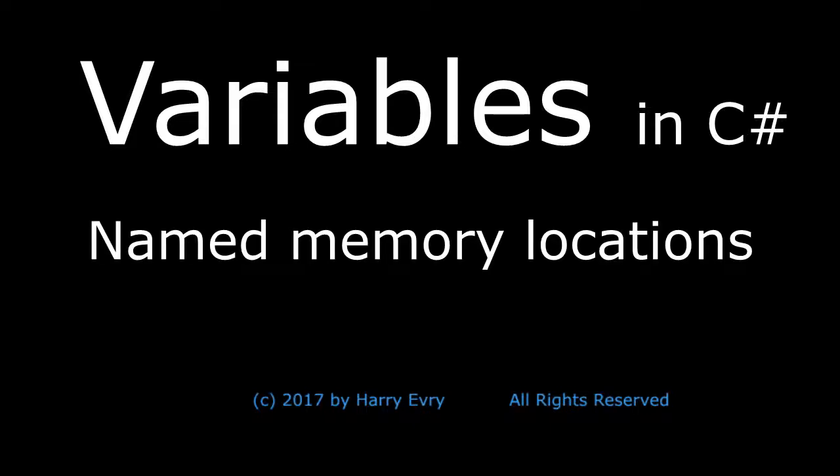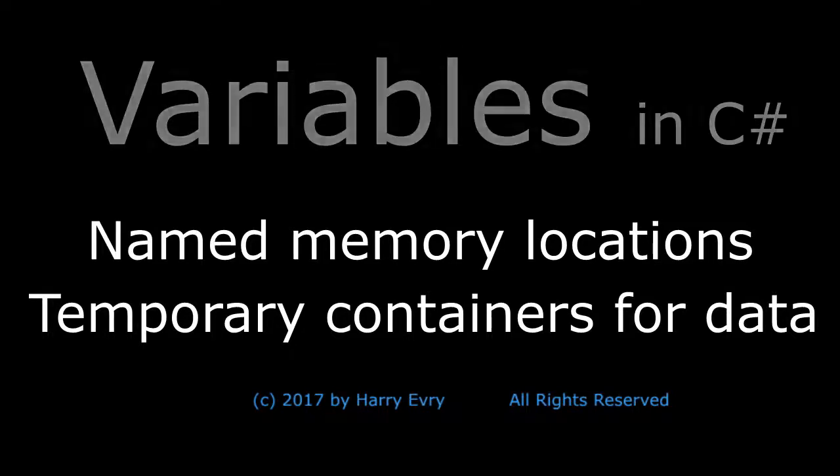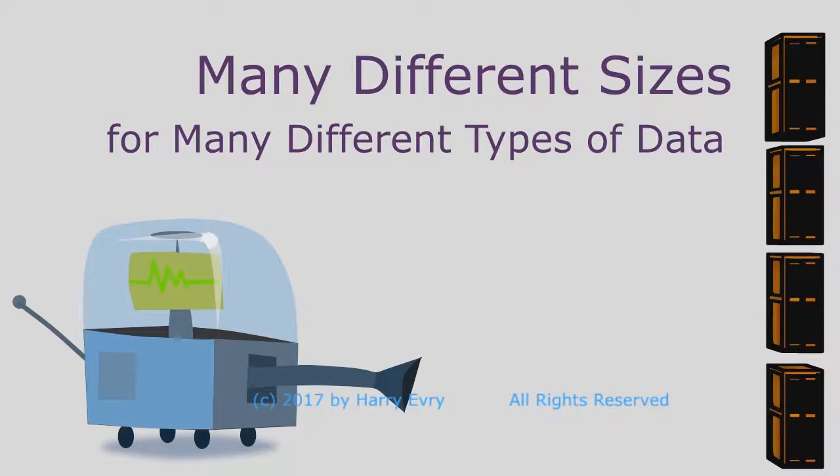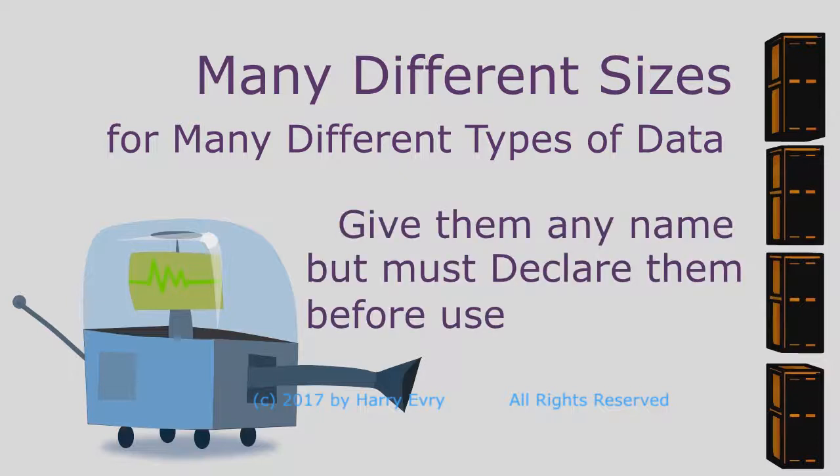Variables are named memory locations. They're the temporary containers where the microprocessor stores data. Variables come in many different sizes to store different types of data. And you can give them a name, any name. But you must declare them before you can use them.